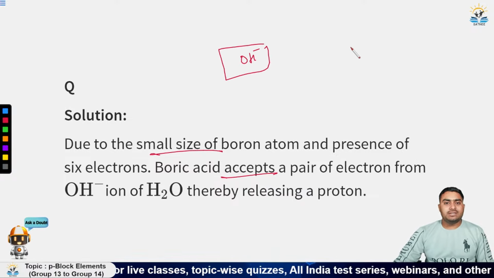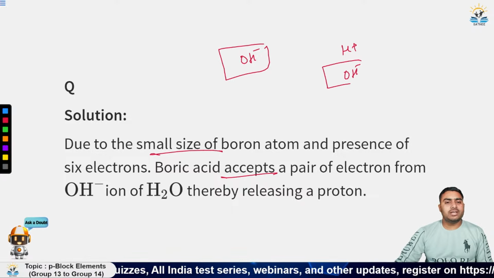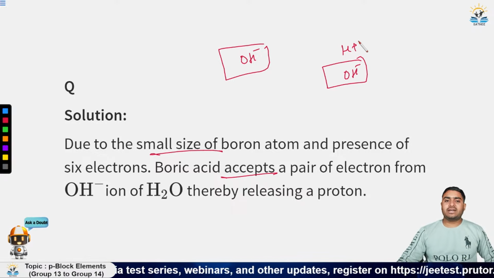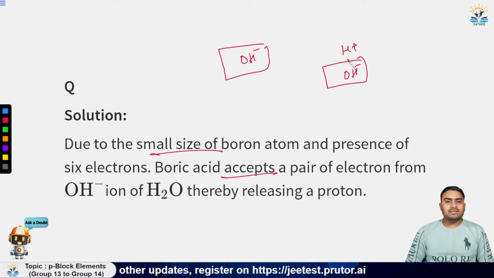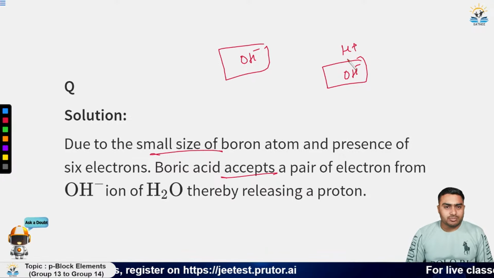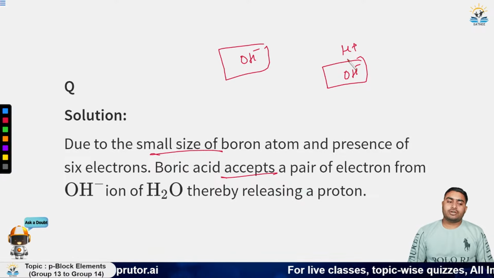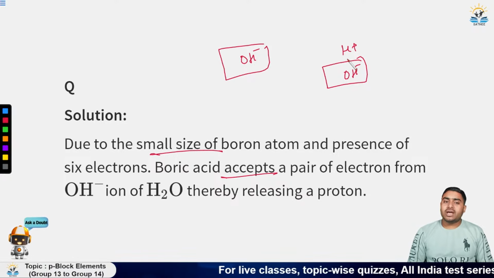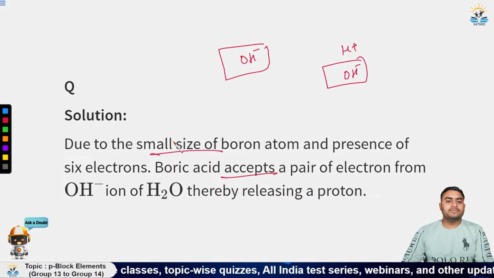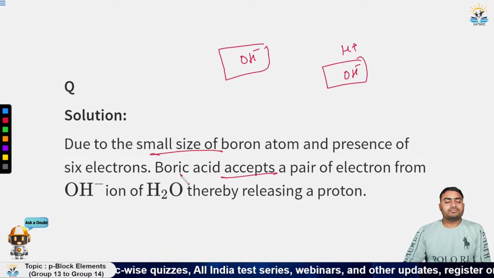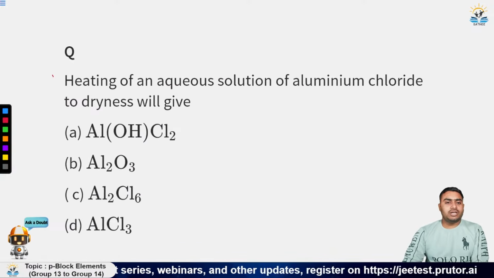So acid means release of H positive or acceptance of OH negative, right? If it is accepting OH negative and releasing H positive, definitely it can be an acid. If it is releasing H positive, it can be an Arrhenius acid. So boric acid accepts a pair of electrons from the OH negative ion of H2O, thereby releasing a proton. That's the point here. So it can be called an acid. Let's move to the next question.